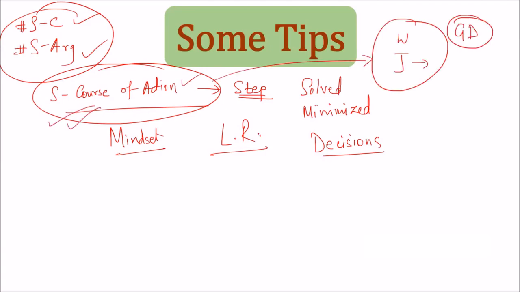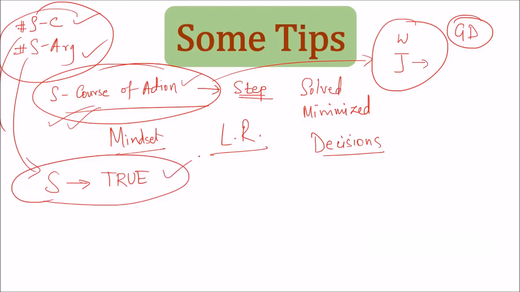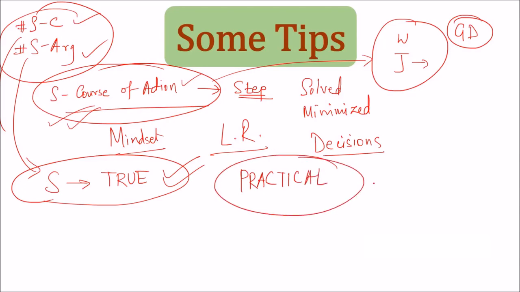Now, an important tip while solving the problems related to statement course of action. The first is just like statement conclusion and statement argument: whatever statement has been given should be taken as true. Even if it is impossible, impractical or something like that, you have to always take everything given in the statement as true. Now, the second and most important tip related to these types of problems is that you should always choose a practical solution.